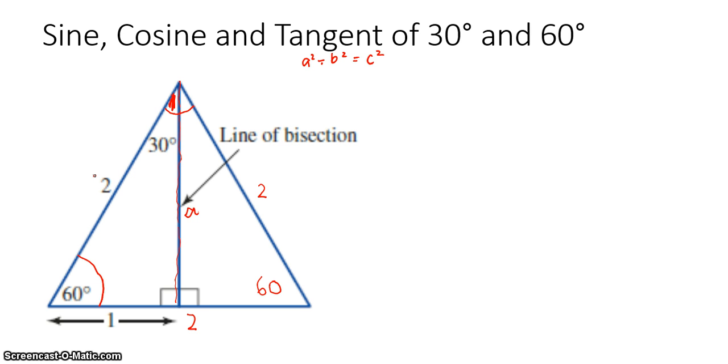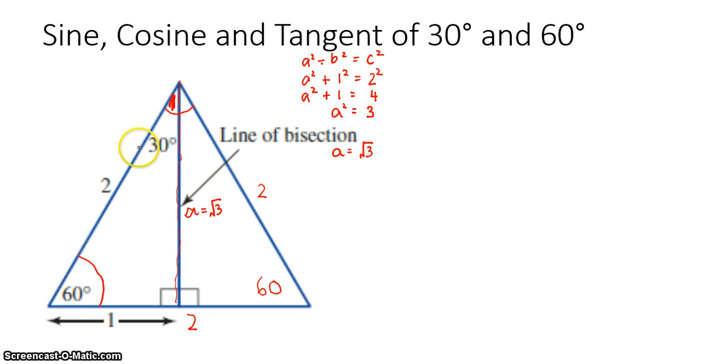So, using Pythagoras' theorem, we'll say A squared plus 1 squared is equal to 2 squared. A squared plus 1 is equal to 4. A squared must therefore be equal to 4 minus 1, which is 3, and A must be equal to the square root of 3. Now that we know this unknown side is equal to the square root of 3, we have all the information that we need to find sine, cosine and tangent of 30 degrees and 60 degrees.